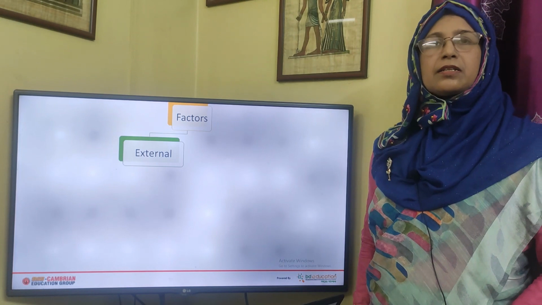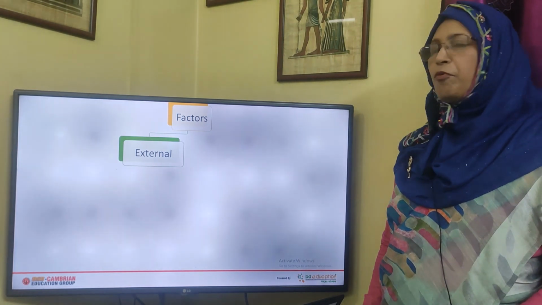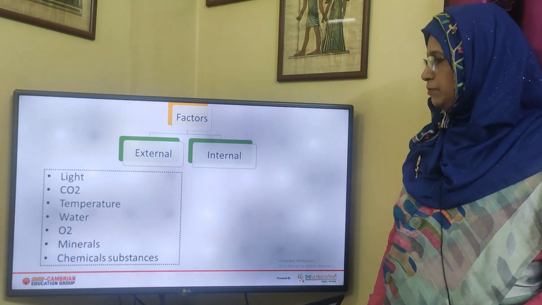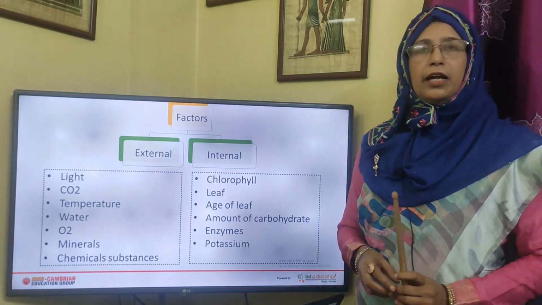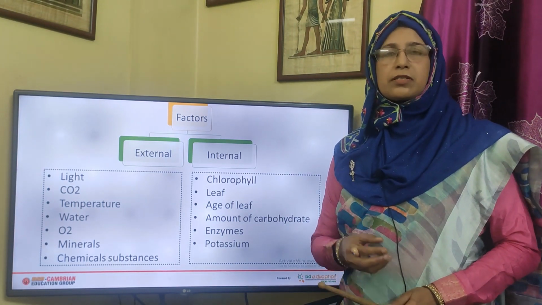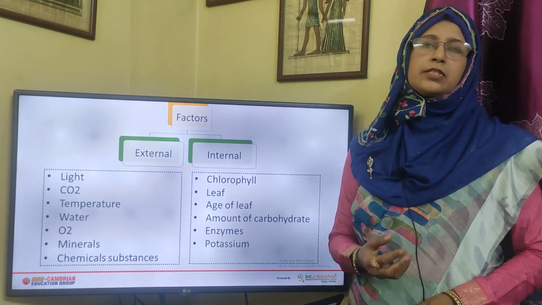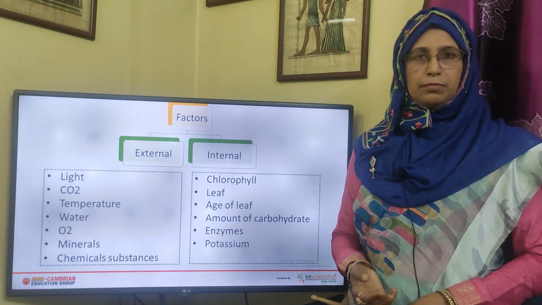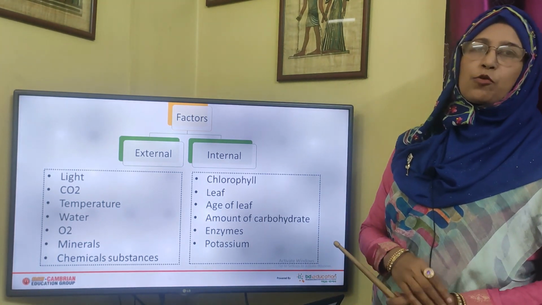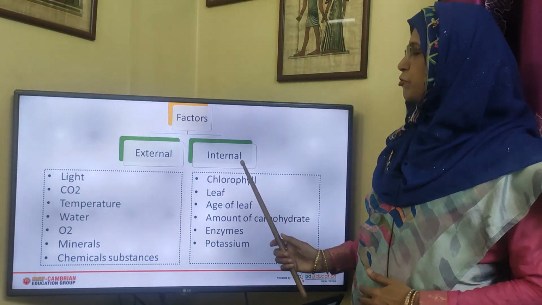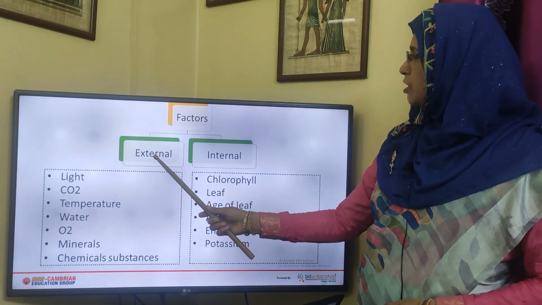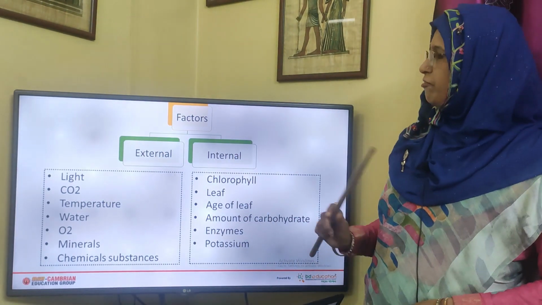Dear learners, now the factors. What are factors? The elements, the components or the substances which influence photosynthesis are known as factors, and these factors are divided into two: external factors and internal factors.